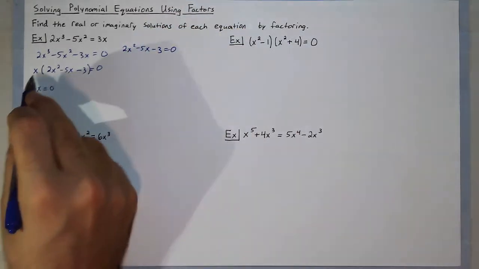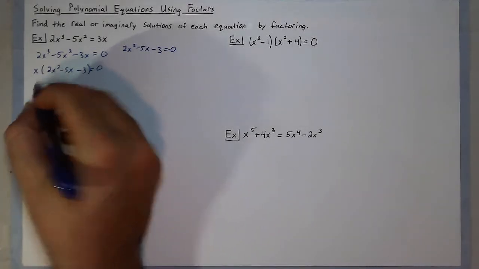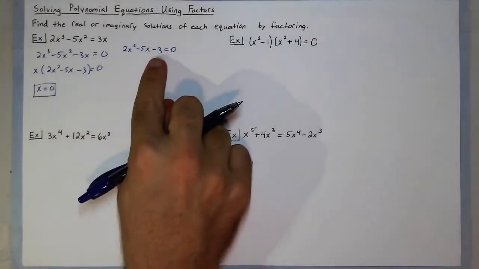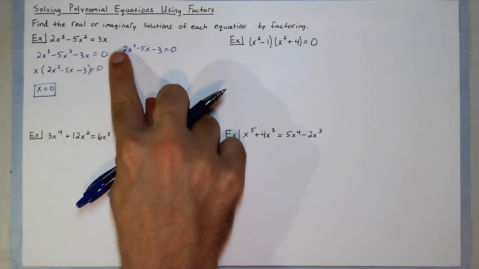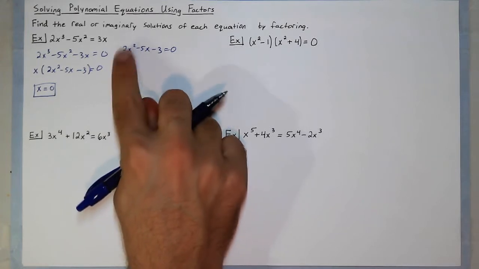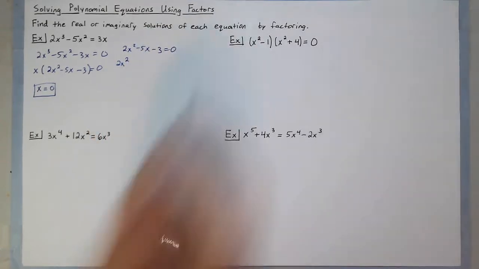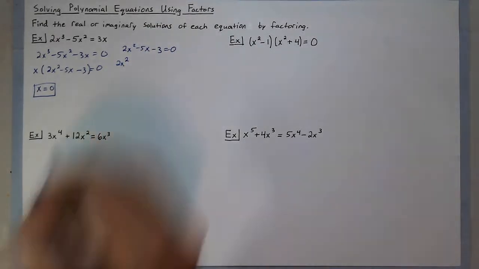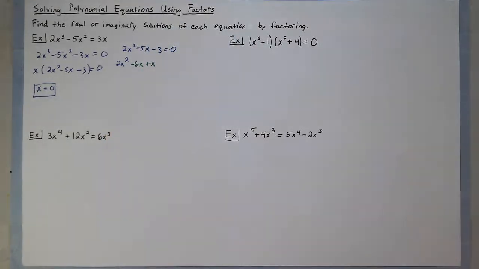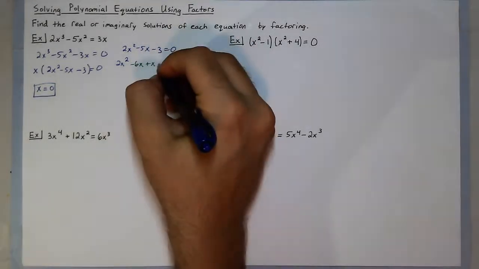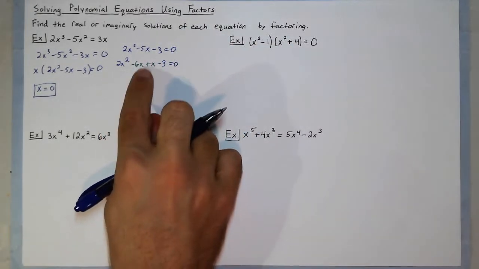Now, the left factor, x equal to 0, gives me one solution already, but the right one still needs to be factored more. In order to factor this, I need to find two numbers that multiply to negative 6 but add to negative 5. That would be negative 6 and 1. So I'll put minus 6x plus x and then minus 3. Once I do this, I can group to continue factoring.